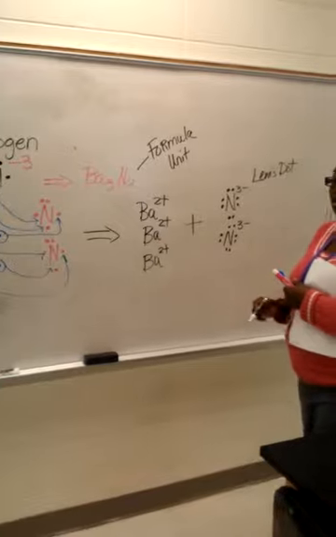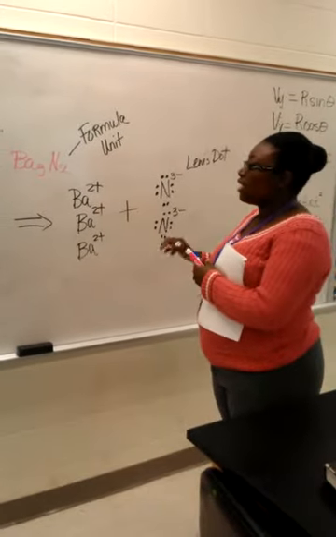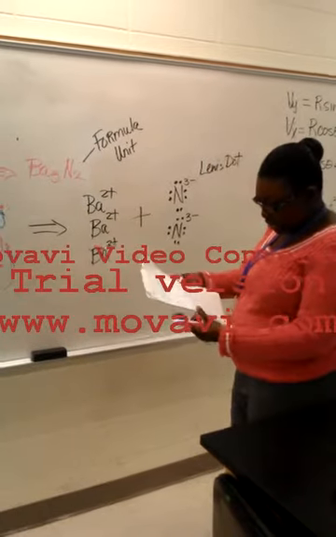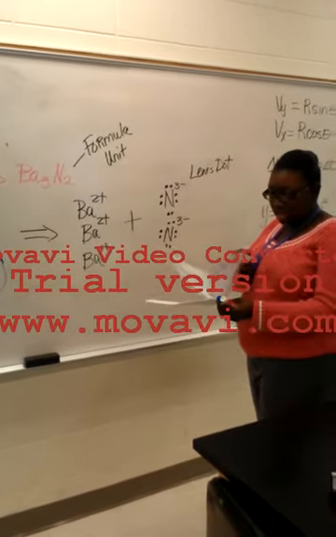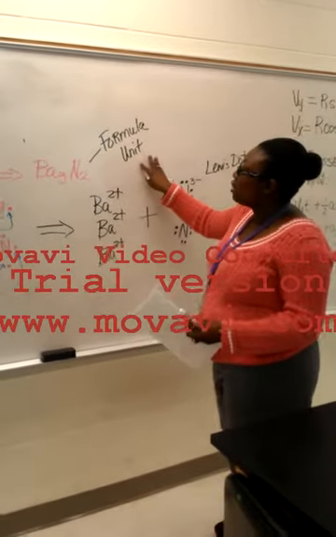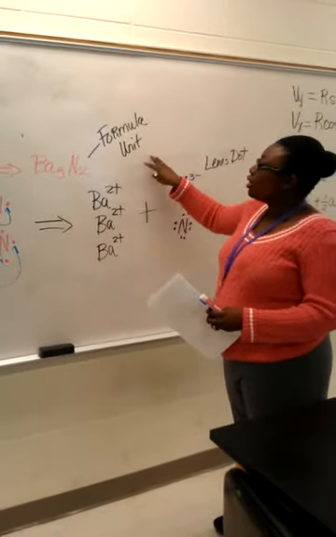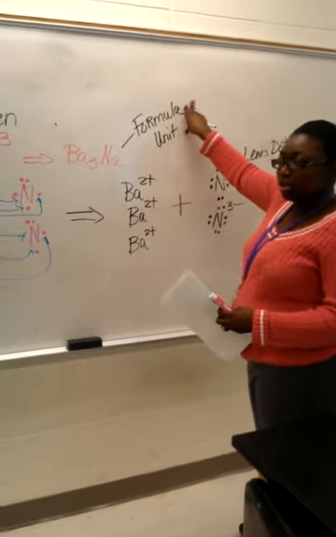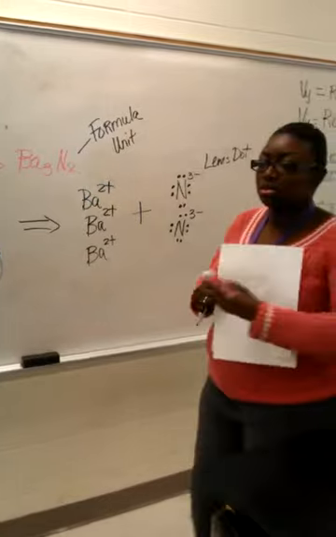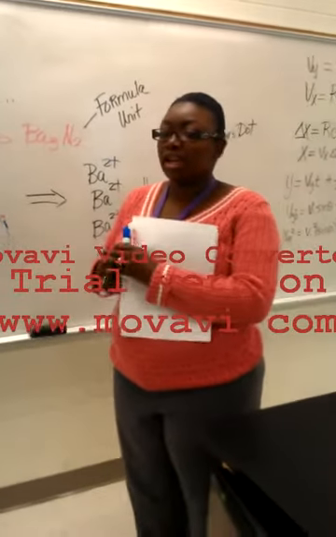Alright, so what we're going to do is we're going to work in groups, and we're going to work problems 1, B and C, and D and E in a group, alright? And then you're going to compare your answers to each other. So I want to see formula unit, and I want to see Lewis dot from everybody. So let's get in our groups, and we'll start working our in-class practice.